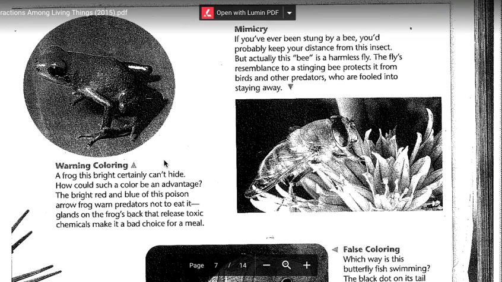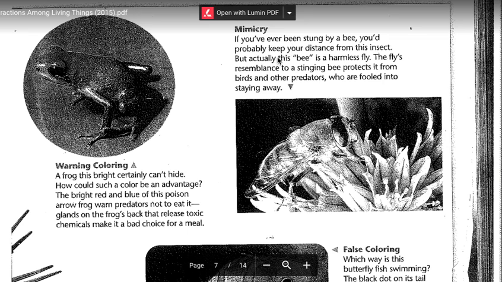Some frogs have warning coloring. So this frog is very bright, which you can't see. I think it's a bright reddish orange. It says right here, the bright red and blue of this poison arrow frog warn predators not to eat it. Glands on the frog's back release toxic chemicals that make it a bad choice for a meal.